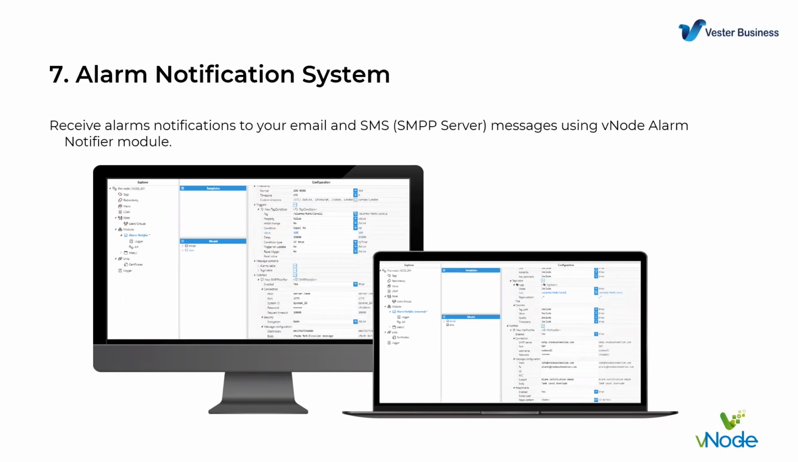We support notification messages based on email and, of course, SMS by using an SMPP server from a third party. So if you have an SMPP server and you want vNode to connect through it, you just need to type the credentials for the SMPP server, and then you can modify the parameters in vNode that allow you to communicate over it and send SMS messages to your group of users. This is a great functionality.